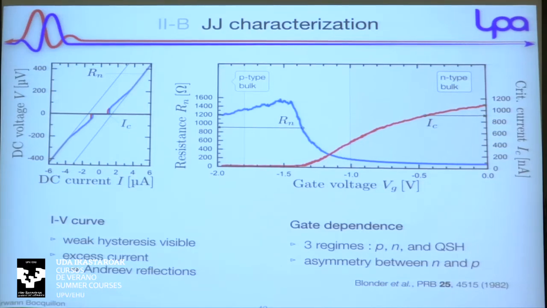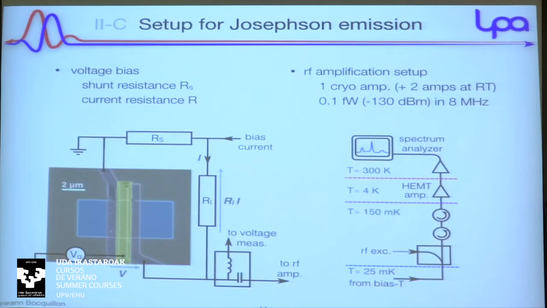So now let's look at how we can measure the emission of these junctions. Let me show you briefly how we've done that. Experimentally, what we do is apply a constant DC bias to induce a current bias in the junction. There's a relatively simple bias circuit involving some resistance, but this is just to apply a DC bias.